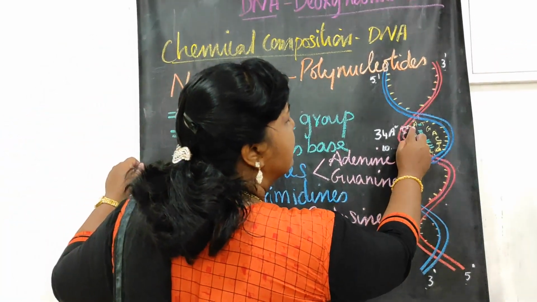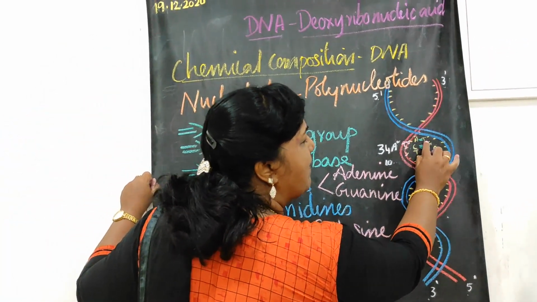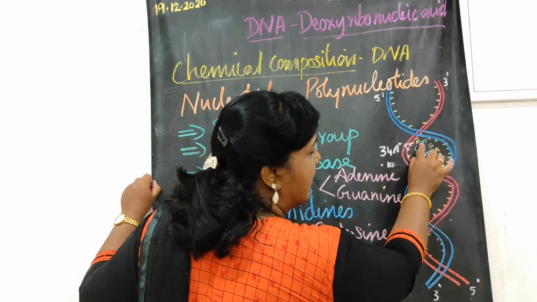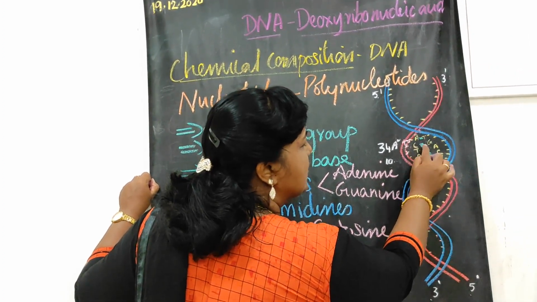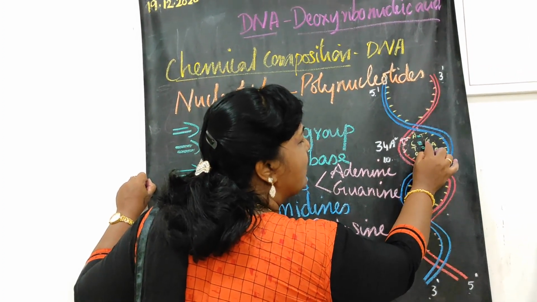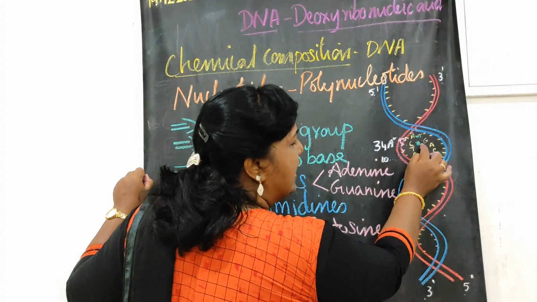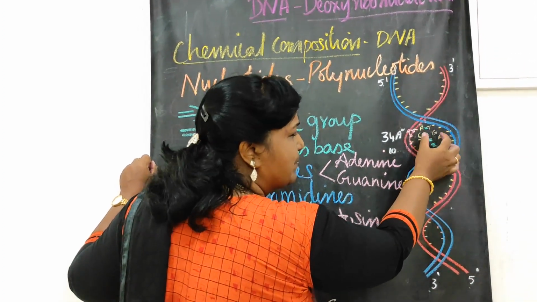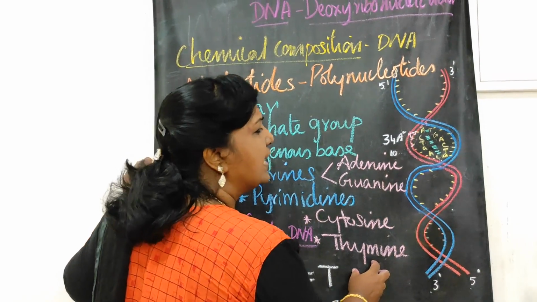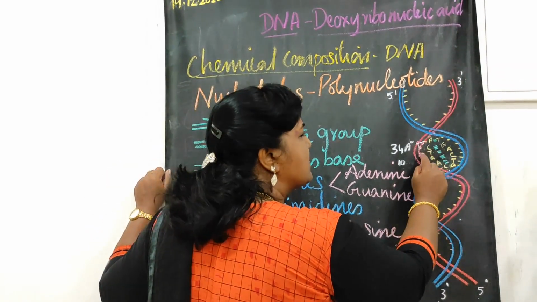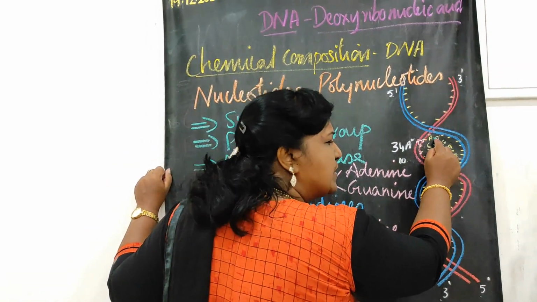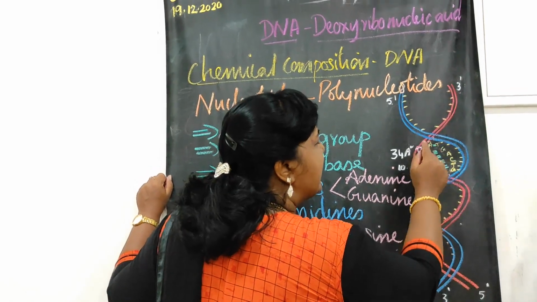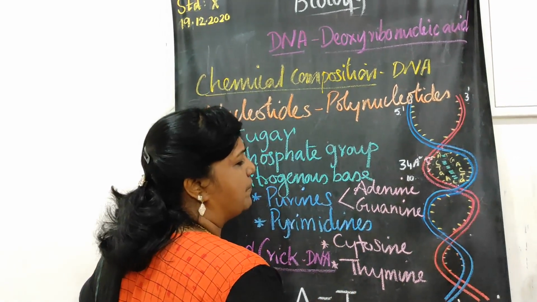So you see here, this adenine combines with thymine by 2 hydrogen bonds. Similarly, cytosine combines with guanine by 3 hydrogen bonds. Likewise, the nitrogenous bases will be pairing. Then the hydrogen bonds between the nitrogenous bases make the DNA molecule stable.